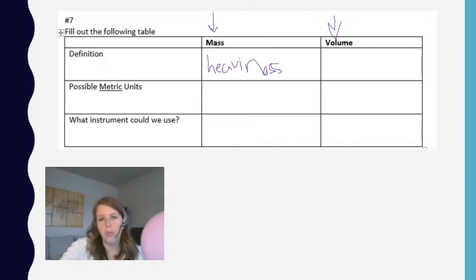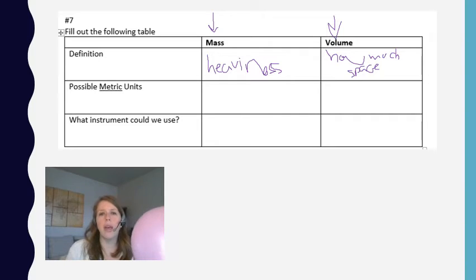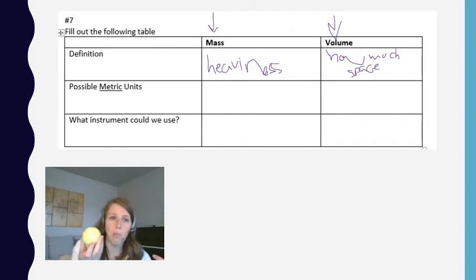Now, volume is different than mass. Volume is all about how much space something takes up. So based on that, which of these takes up more space? Definitely my cool pink balloon, right? So the balloon has more volume, but the tennis ball has more mass.